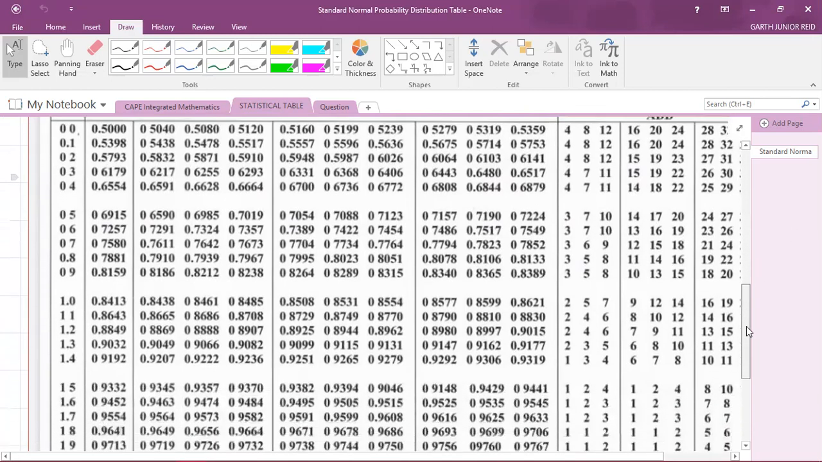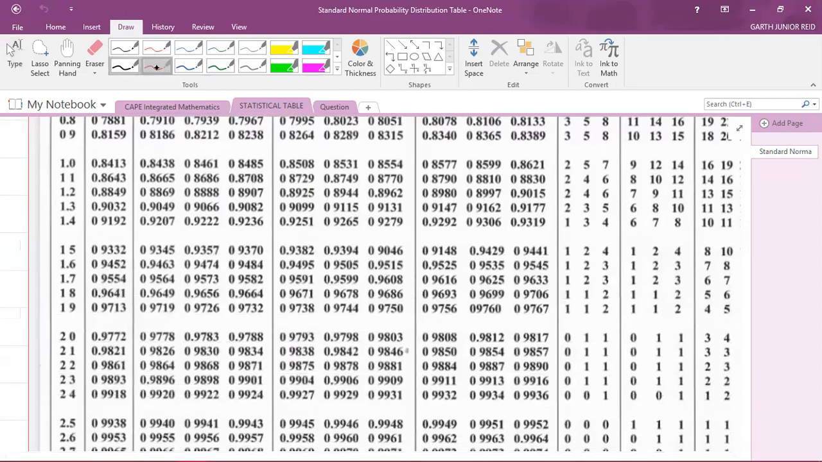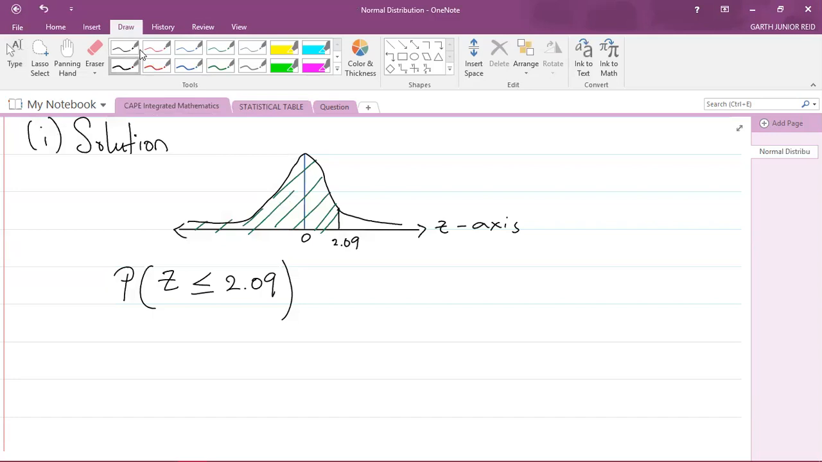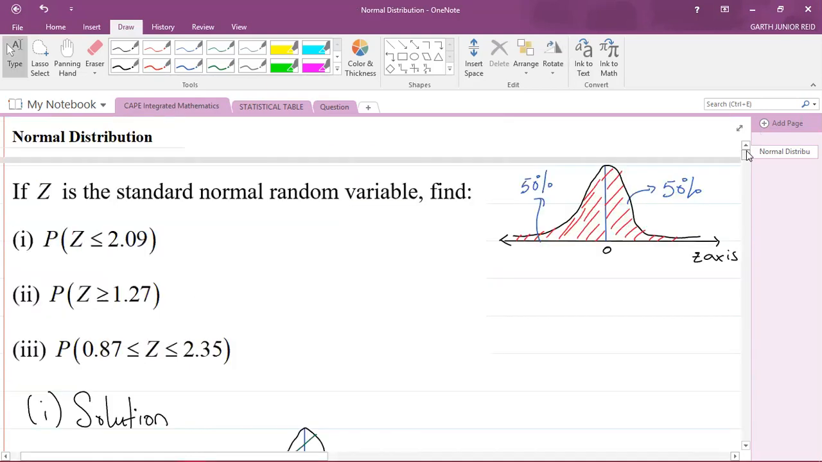So if I look carefully, here I have 2.0, and then the 9 is going to be right here. So this is the value that I want. My probability is 0.9817. Let's write that down. So the probability when Z is less than or equal to 2.09 is equal to 0.9817. And that is my answer. So part 1 is now completed.